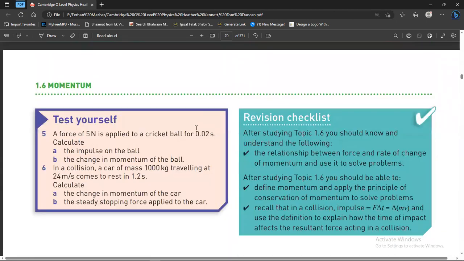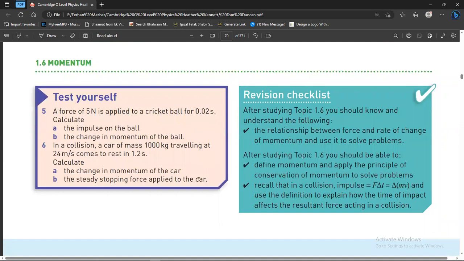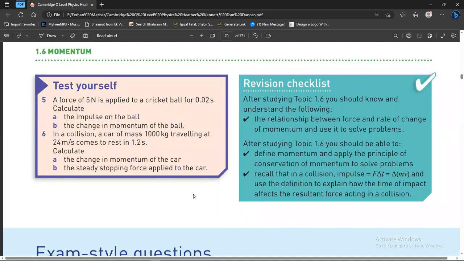Okay, so here we have Test Yourself. You can practice this question. A force of 5 Newton is applied to a cricket ball for 0.02 seconds. Calculate the impulse on the ball. You know, impulse on the ball is F multiplied by t, the change in the momentum of the ball. The impulse is equal to the change in the momentum.